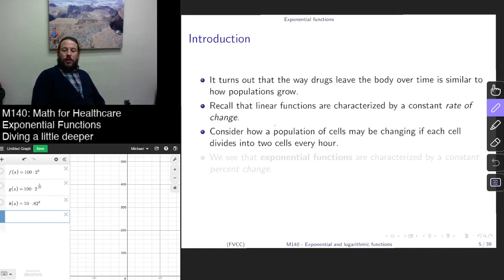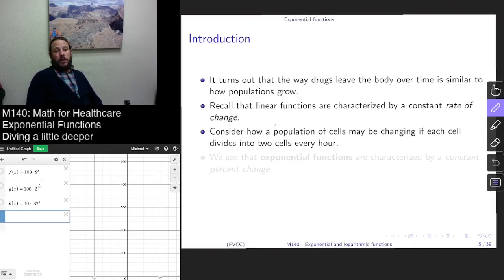We saw one video already that's kind of quick and dirty on exponential functions. Here we're going to dive in a little bit deeper. I just wanted to mention a couple things. One is, why are we interested in exponential functions? For healthcare, it turns out that the way drugs leave the body over time is similar to how populations grow, which is exponentially. Now, exponential could be exponential growth or exponential decay.